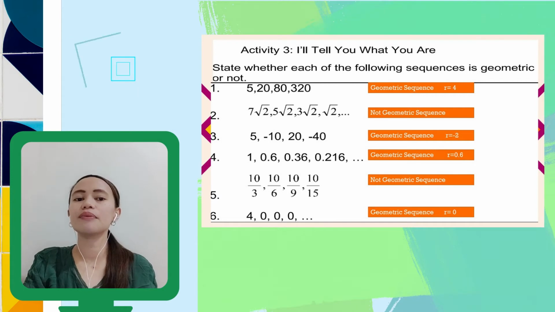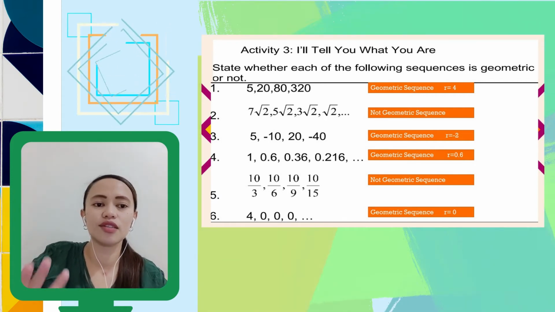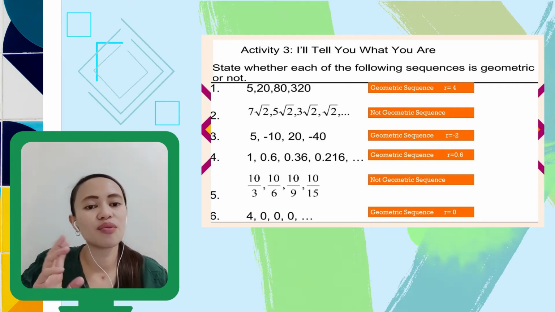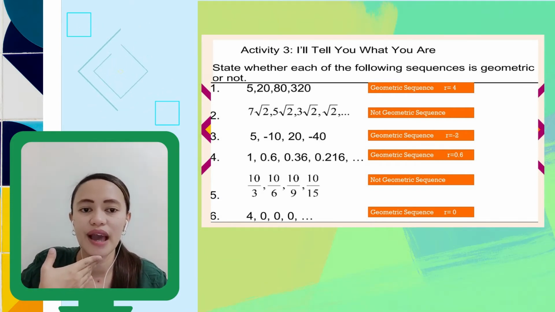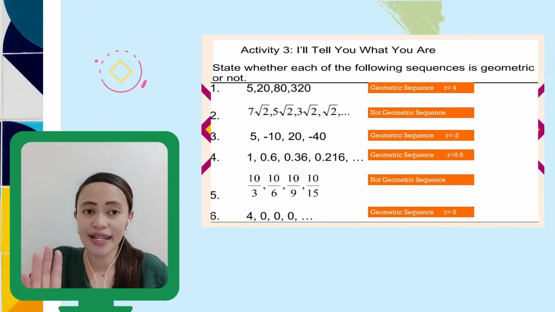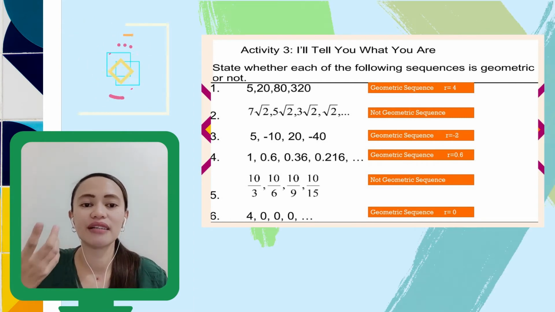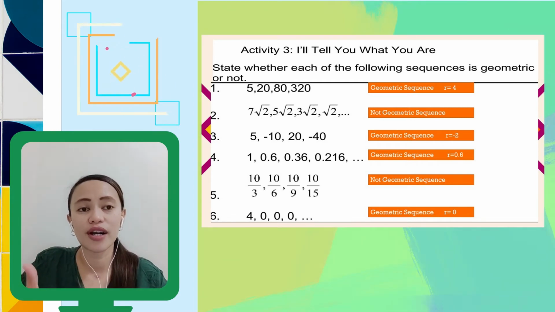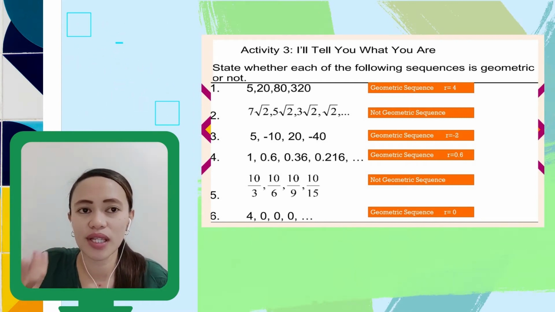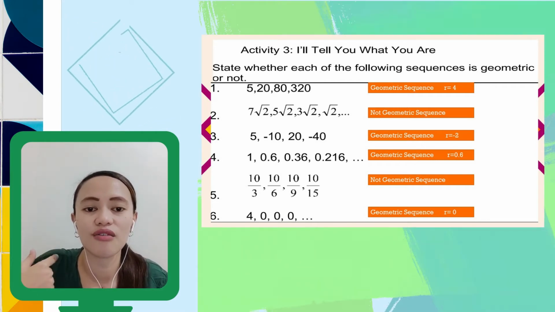Okay, so let's have activity number 3. You just need to state if the sequence is geometric or not. So the first one, we have 5, 20, 80, 320. Let's get the common ratio. 20 divided by 5 is equal to 4. 80 divided by 20 is equal to 4. Therefore, there is a common ratio. The common ratio is 4.